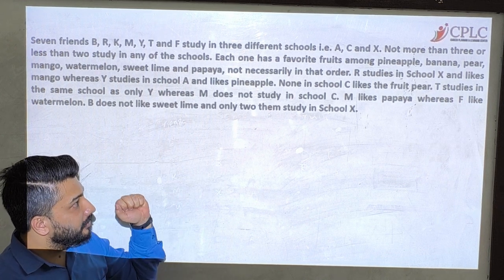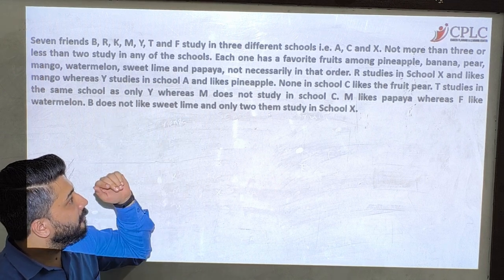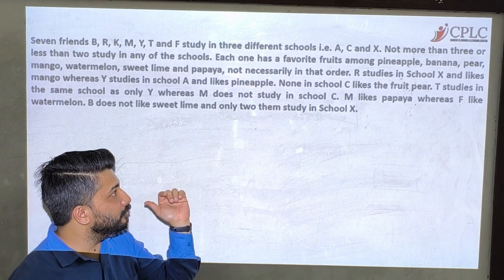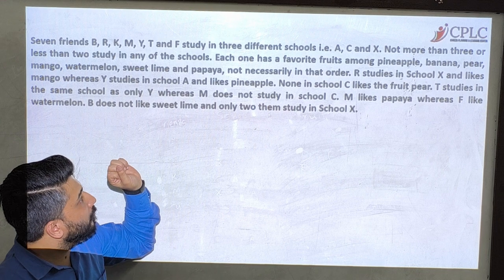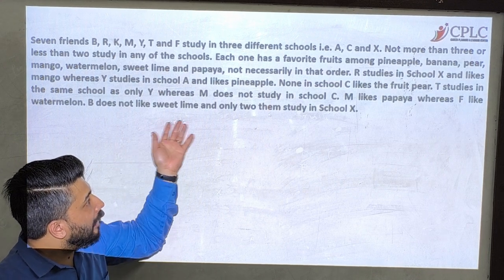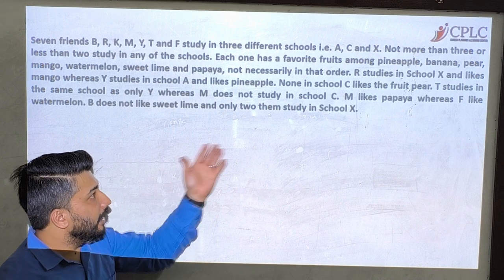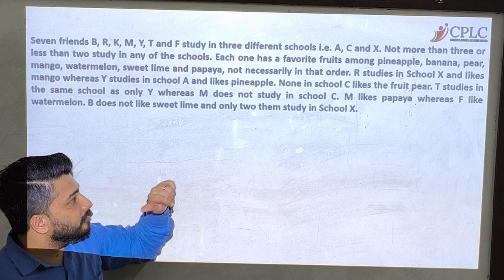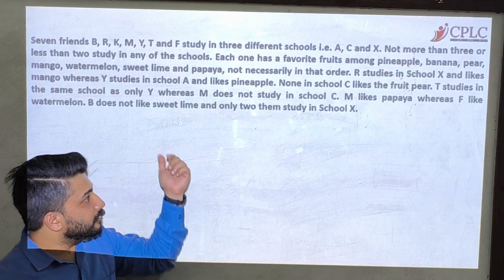Now, the first thing that we need to understand here while reading this data is that there are 7 friends and they are studying in 3 different schools, that is A, C, and X, and each one of these students also has a favorite fruit among the 7 given fruits, and so on and so forth. And then they have given some data, and obviously some of the data points we will have to figure out and then answer the questions.